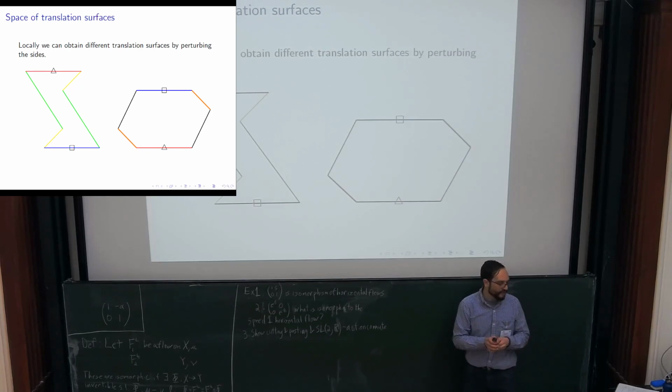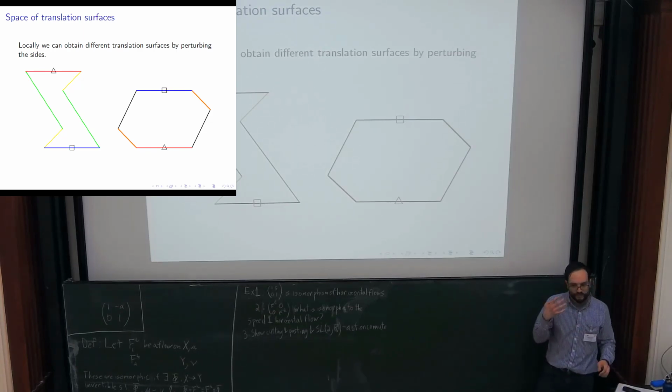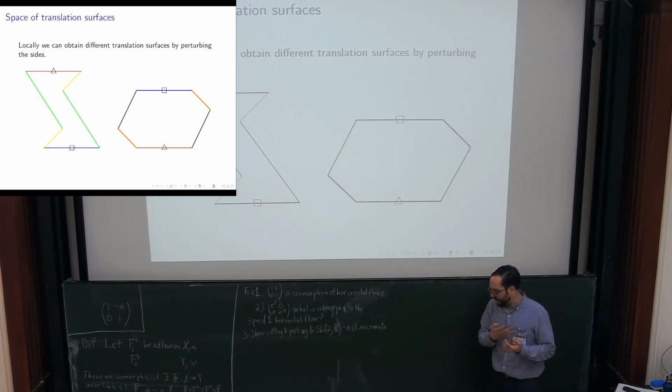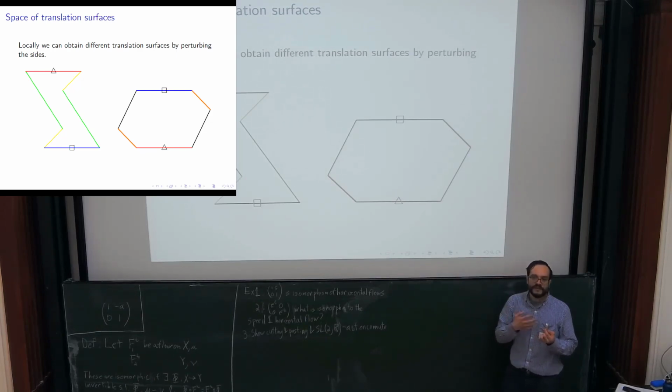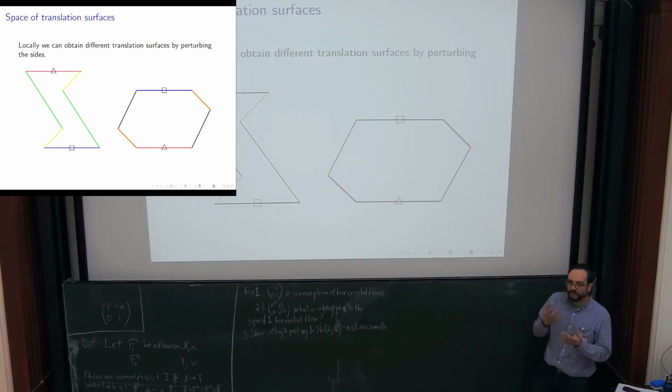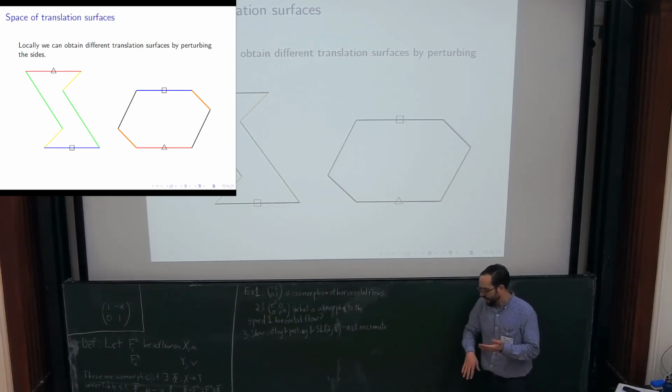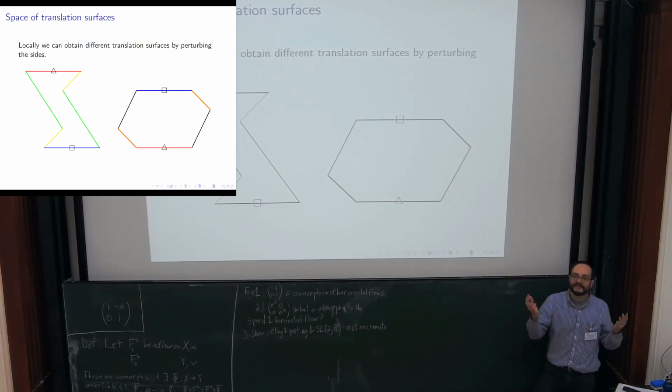Okay? So you can think of that data as being the cone points, the collection of angles about the cone points, with multiplicity. That gives you a piece of data, and you call the translation surfaces with that piece of data a stratum of translation surfaces, because a family of translation surfaces is stratified according to this data. So that's why it's called a stratum. Everybody happy about that? Right?